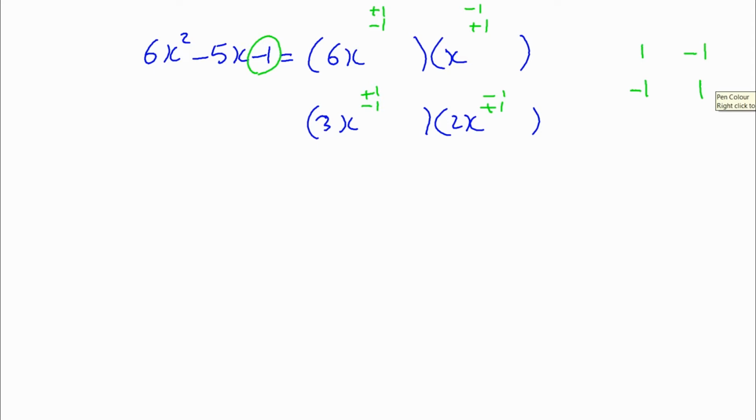Now, a slight point here that we need to check. I'm going to write one of them and show how we're going to look at it. So if I write plus 1 and minus 1, I know that 6x times x gives me 6x squared. I also know that plus 1 times minus 1 gives me minus 1. But when we multiply the bracket on this side by the bracket on that side, we also have that minus 1 times 6x, which would be minus 6x, and this plus 1 times x would be just x. So minus 6x plus x would be minus 5x, which is exactly what we need, the right answer.